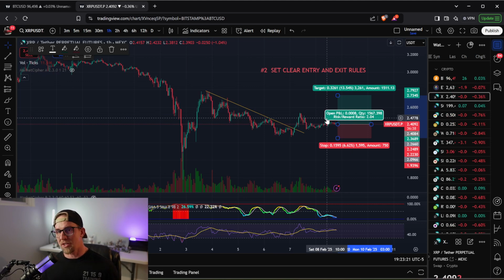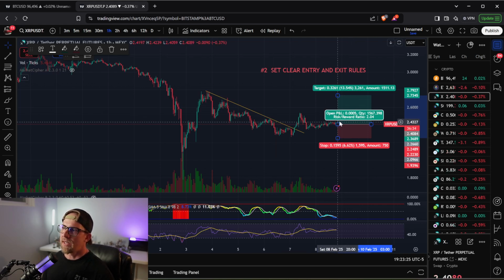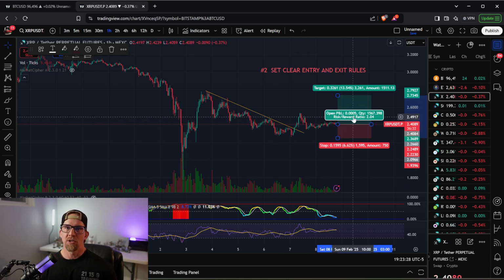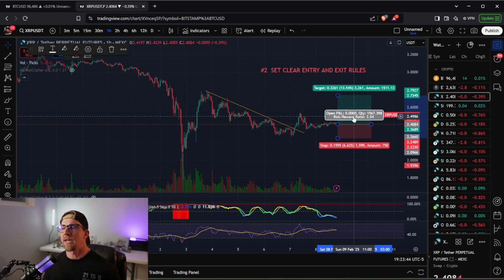We have a clear stop loss and take profit defined. And ultimately, this is going to remove any emotional bias you have from the market. Now, some people like watching price action. Sometimes I just like to take a trade and go do other things. So ultimately, having this system in place with clear defined rules allows you to have peace of mind and allows you to have confidence in your system.